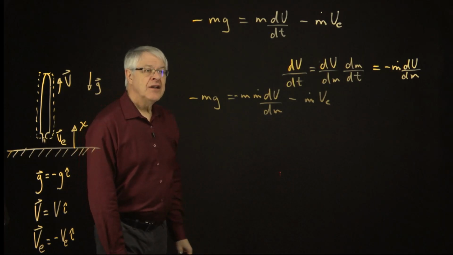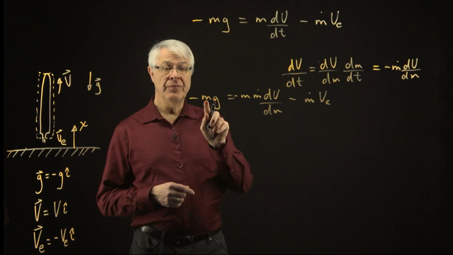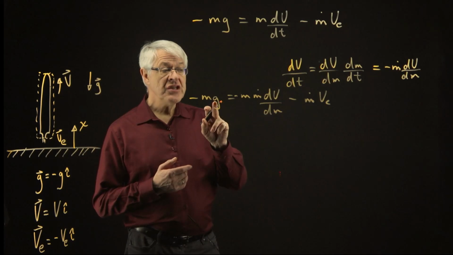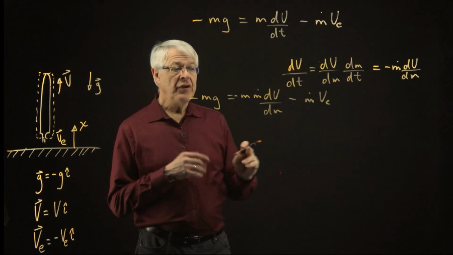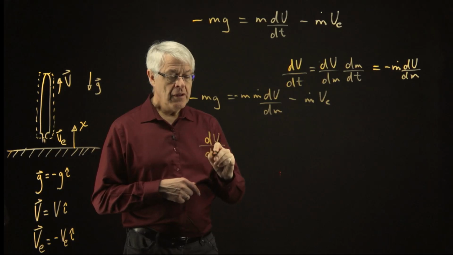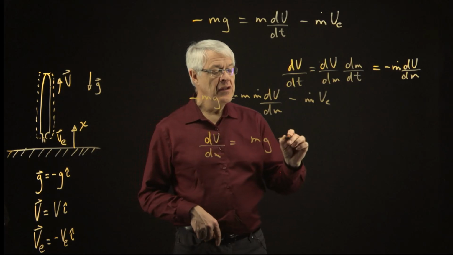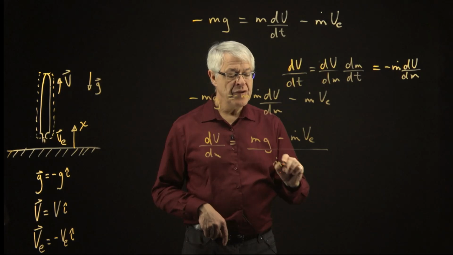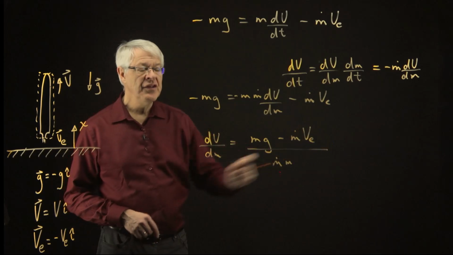All right? Now, if you take a look at this equation, the only two things in it that are changing as this rocket moves are the mass and the velocity. So we only have two variables in here. Everything else is constant. The g is constant, the m dot is constant, and the ve is constant. So we can separate variables. So I'm going to start by just isolating dv/dm all by itself on the left-hand side. So when I do that, I get mg minus m dot ve, all divided by m dot and m. All right? So I've got dv/dm is equal to that.